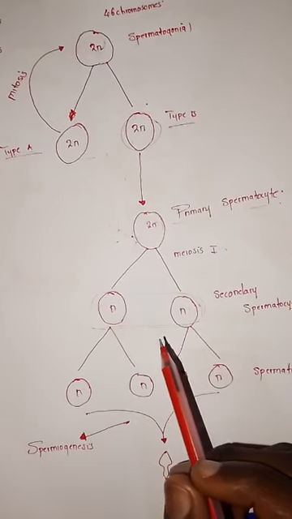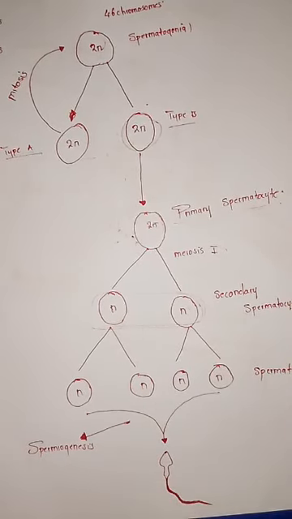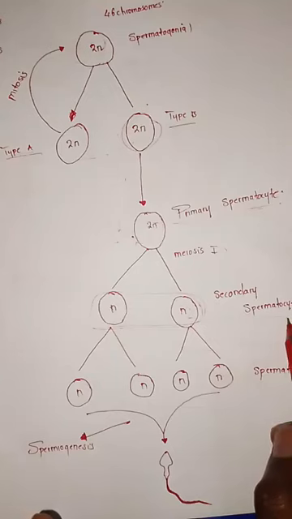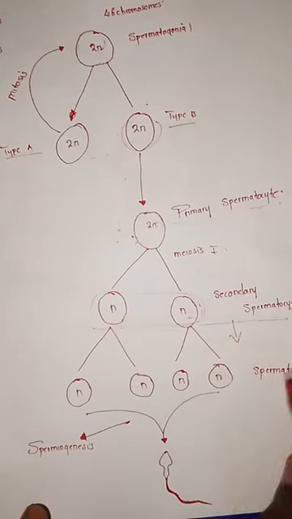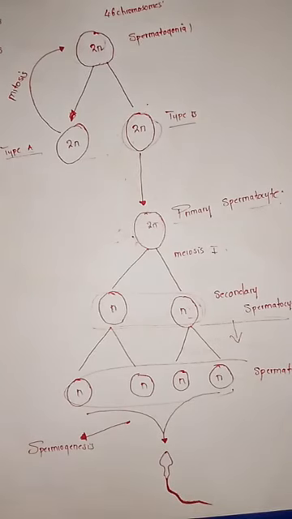Then these secondary spermatocytes are going to divide to form what we call spermatids as they enter the second meiotic division. These spermatids are just immature sperm cells that are not yet ready, so they have to undergo some processes so that they can become ready. So the whole process of forming from these spermatocytes will form spermatids.